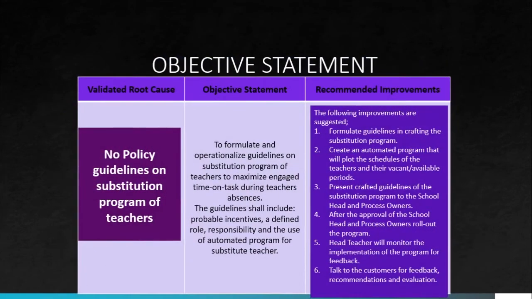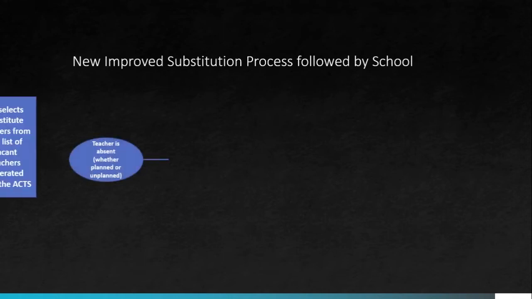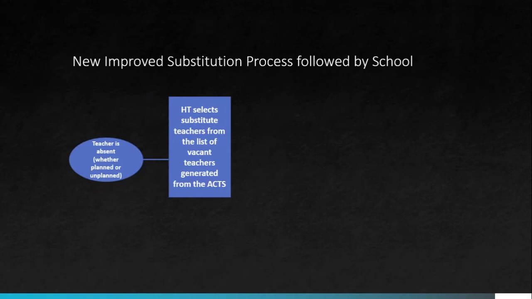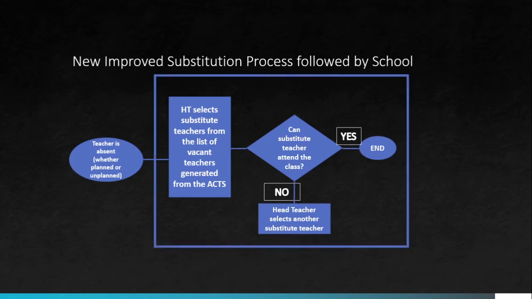That leads us to this current state. In the current state, when the teacher is absent, it's the HT that selects the substitute teachers provided by the automated program that we created, named ACTS. Now, can the substitute teacher attend the class? If yes, then good. If no, there's no problem, since our automated program has selected a lot in reserve to take over. Now this whole process will be under the monitoring of the HT.